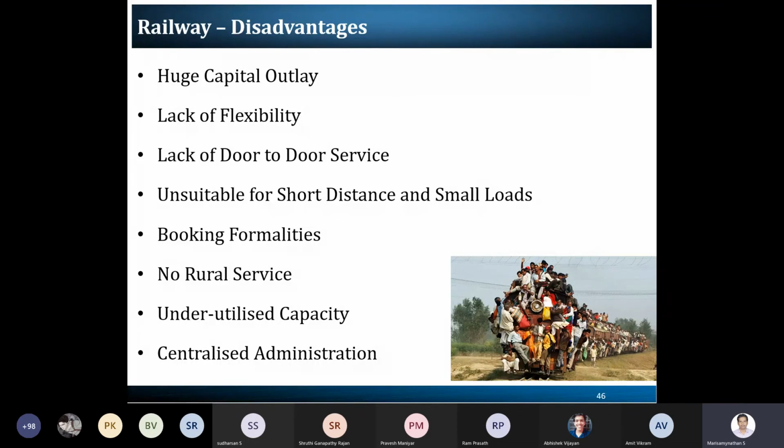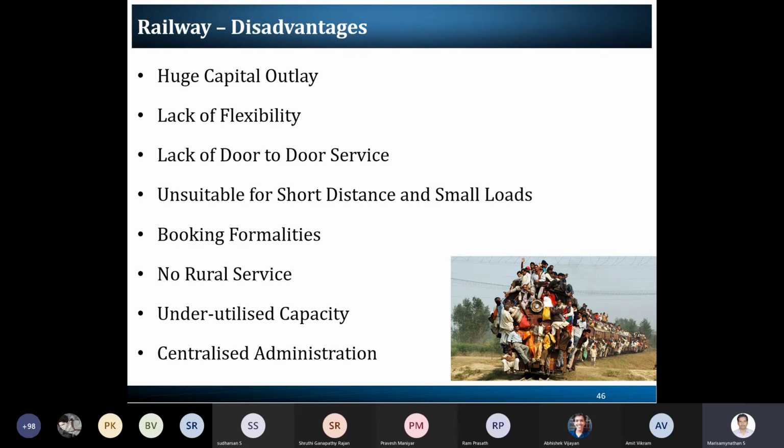Then it is uneconomical and unsuitable for short distances with small loads. That is why passenger trains were introduced, but passenger trains are overloaded with respect to capacity. Then there are no proper facilities in rural or village areas, and underutilized capacities can also be seen.